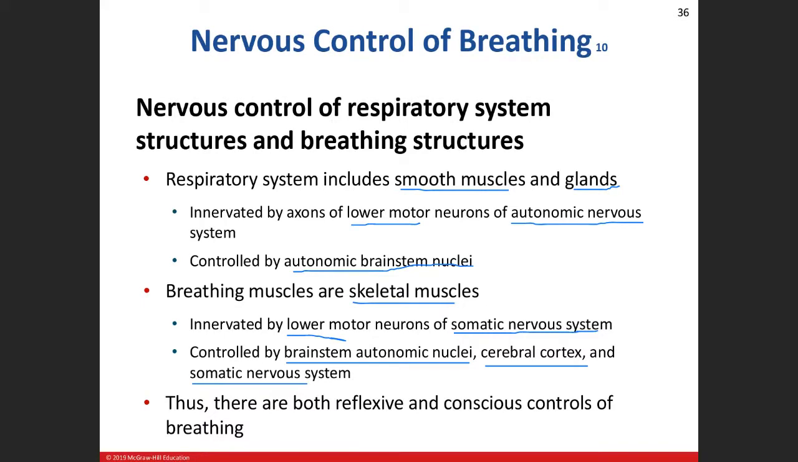So yes, we do see that there are both reflexive and conscious controls of breathing. But we have backup mechanisms, so that if the conscious controls of breathing fail, we can count on our reflexive controls for our breathing rate.